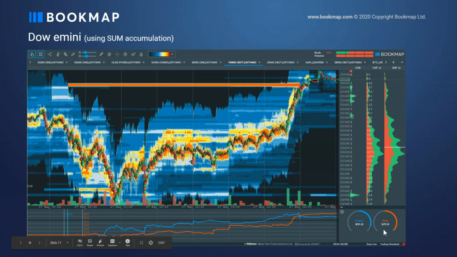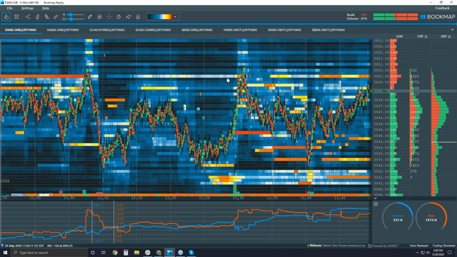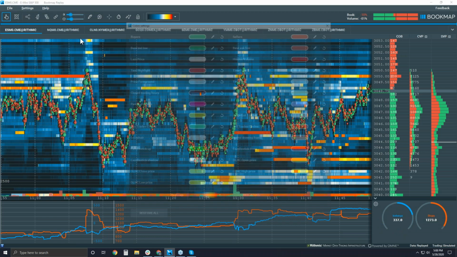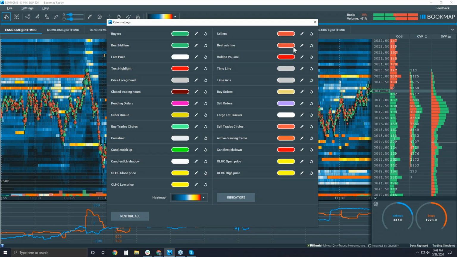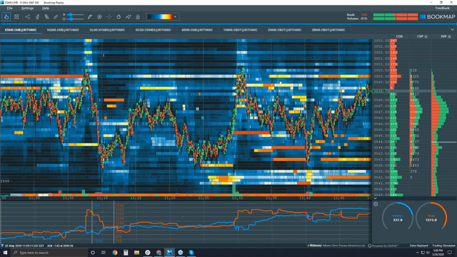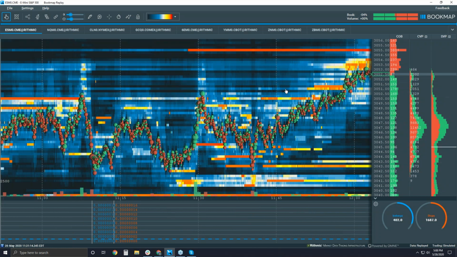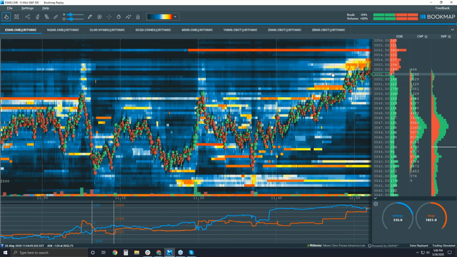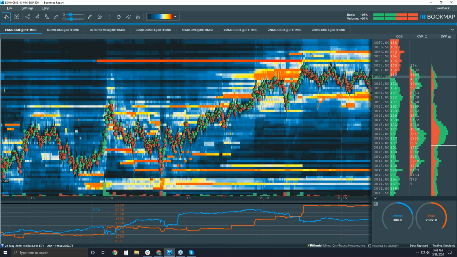Any questions? Let's see. Can the colors be adjusted, especially for those that are colorblind? Yeah, absolutely, no problem there. You can use any color of the rainbow, under colors and settings. I can go through plenty more examples here as well.